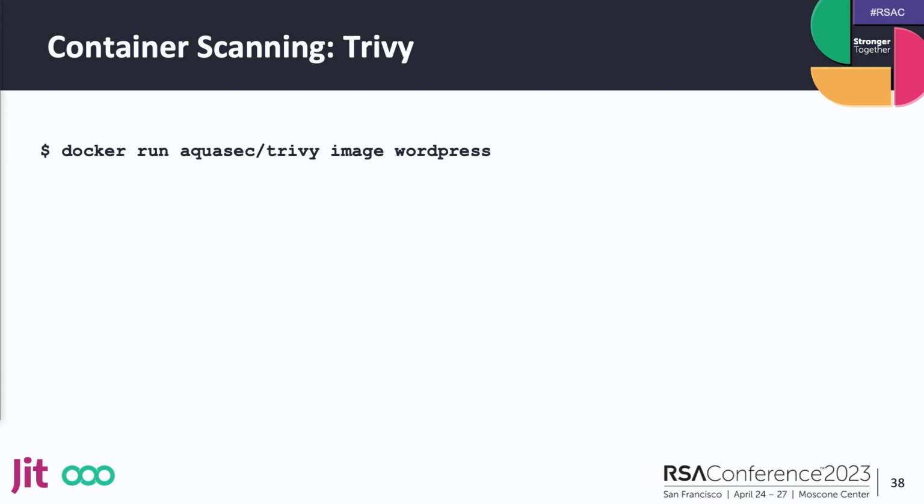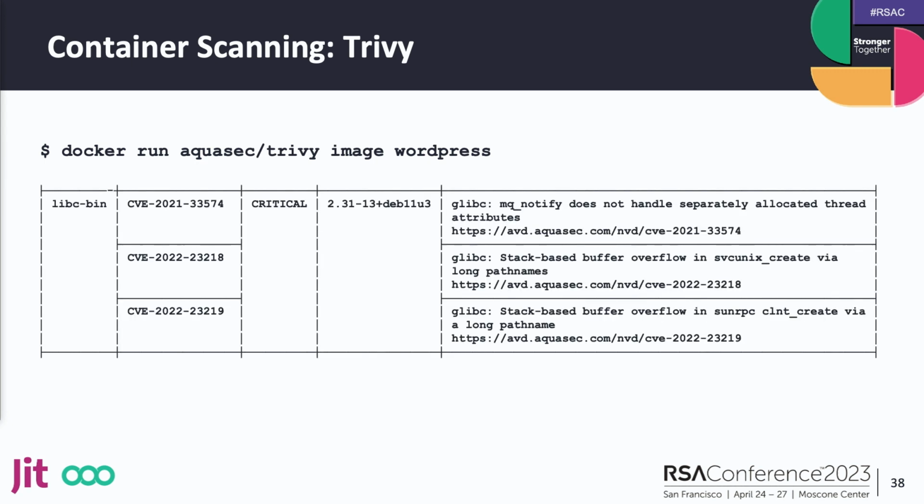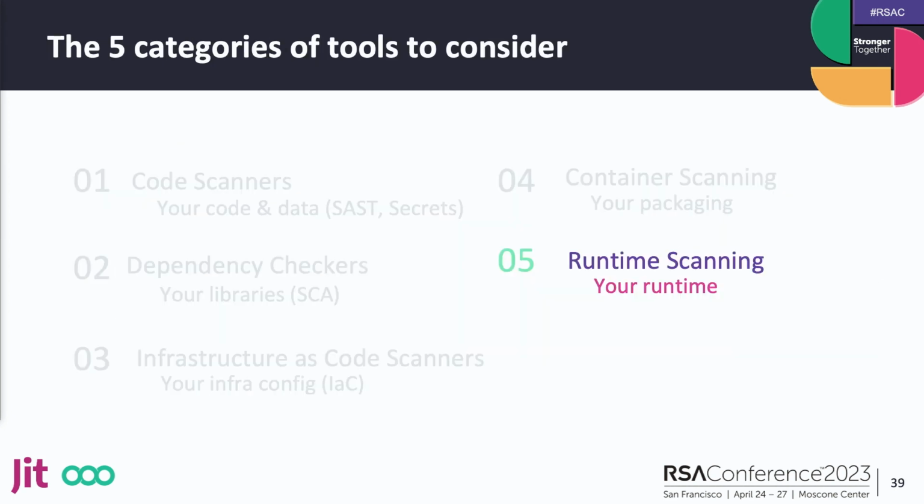How to run it? As you can see here, we want to scan the public image of WordPress. Very simple command line. And these are the results. Well, actually, parts of the results. Probably if you are using WordPress, you know that there are quite some vulnerabilities there.